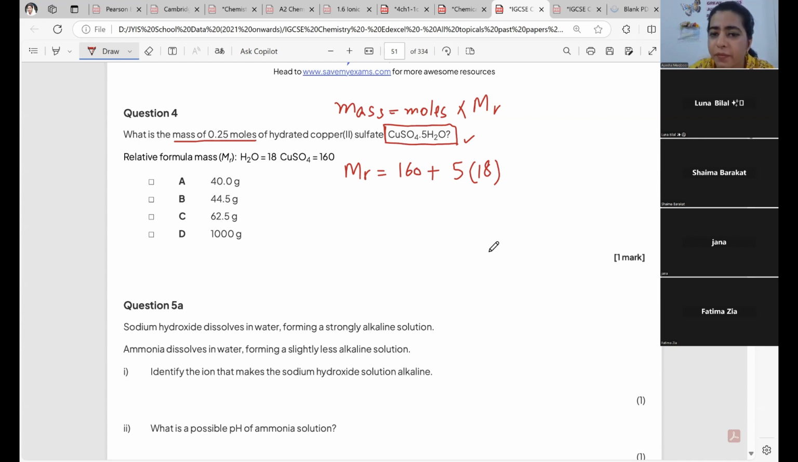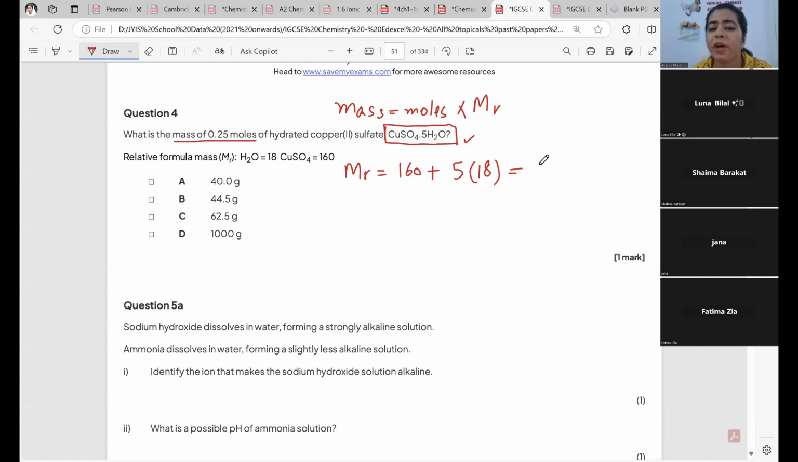Yes, Luna. Miss, I have one question. Didn't we say that this point means multiplication, not addition? Like this formula is multiplying with this. But for finding MR, meaning total mass, we are adding all together. Copper separate, sulfur separate, oxygen, all we basically add. So copper sulfate total is 160. 5 waters are 5 times 18. Adding them together to get the total MR.